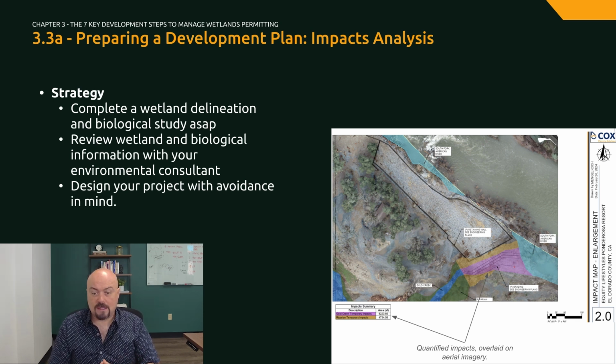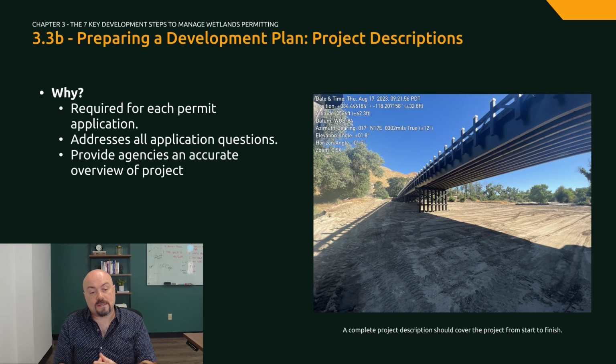We covered in our last step how biologists and wetland delineators are trained to analyze and confirm the boundaries of these areas based on field data. Your engineer and biologist can then better collaborate to come up with better development plans that limit or avoid these areas. Once a site plan and associated impacts are known, most applications start with a project description that addresses all application questions and provides agencies with an accurate overview of the project.